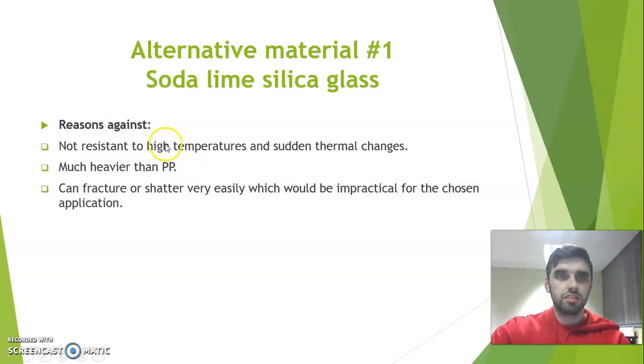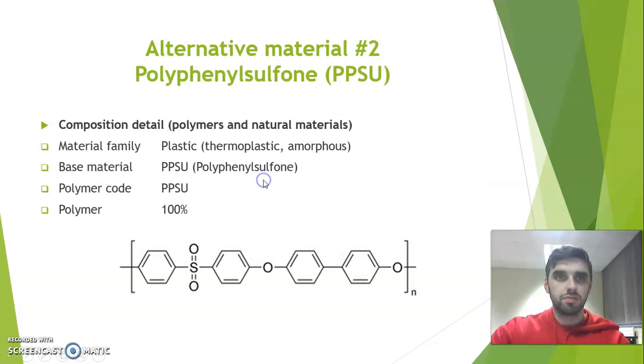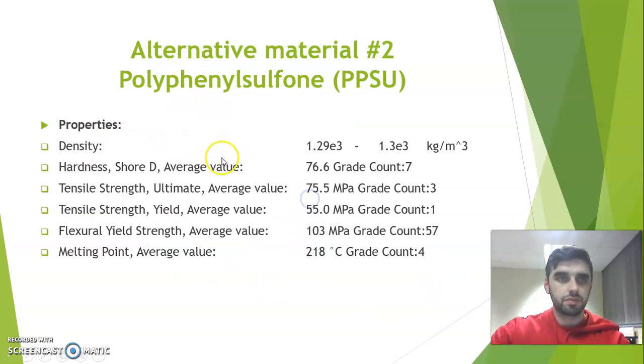Reasons against: not resistant to high temperatures and sudden thermal changes, much heavier than polypropylene, can fracture or shatter very easily, which would be impractical for this application. Second alternative material is polyphenylsulfone. Its composition and its molecular structure can be seen here.